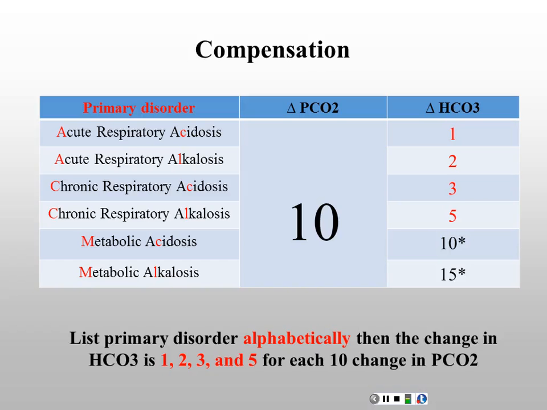1, 2, 3, 5. So that will be easy for you if you are in a test and you're trying to remember. You can list the acid-base disorders alphabetically, and you put 1, 2, 3, 5, and then you can calculate your change. For example, here, your normal CO2 is around 40, if your CO2 is 60, and this is a case of acute respiratory acidosis, so I have the change from 40 to 60 equal 20, which is 2 multiplied by 10, so the change in bicarb will be 2. Clear? Okay.